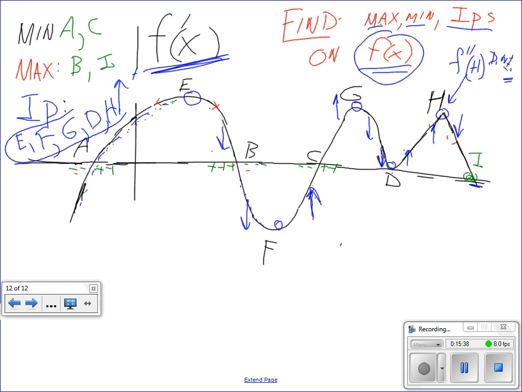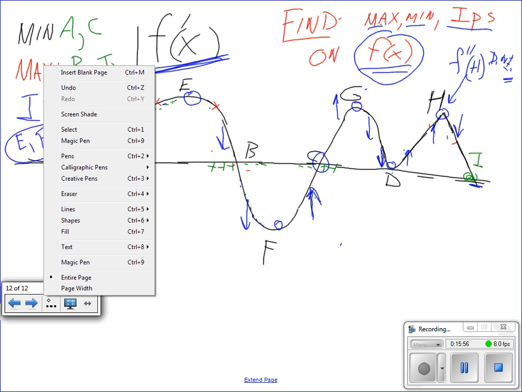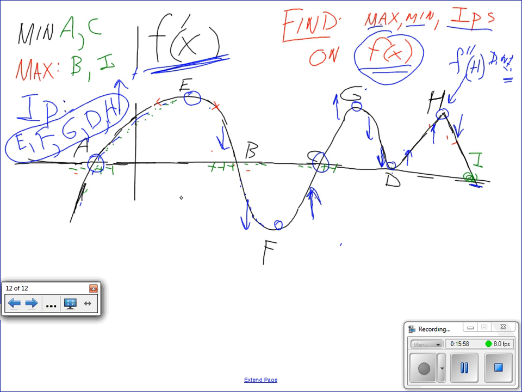So there you go. Your inflection points are E, F, G, D, and H. And you can see where your mins are. Your mins are at A and C, and your maxes are at B and I, if that crosses through.